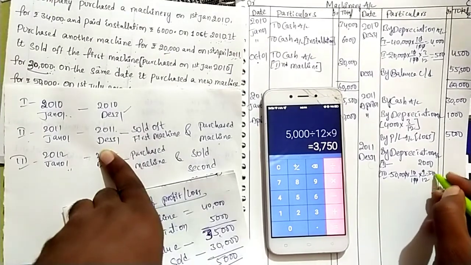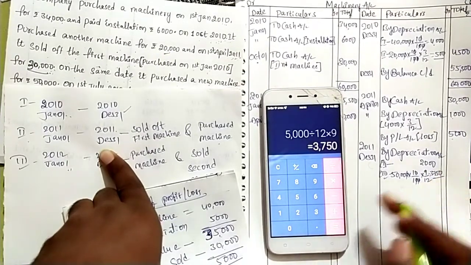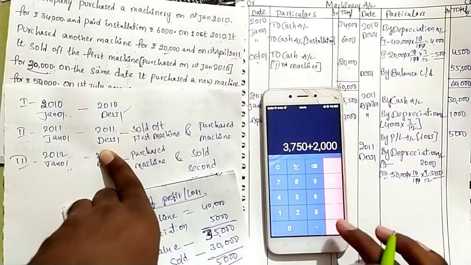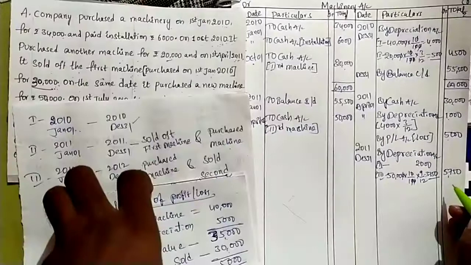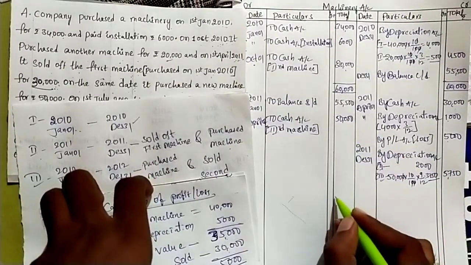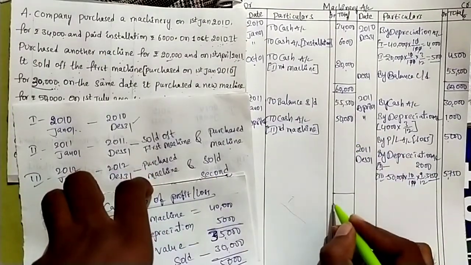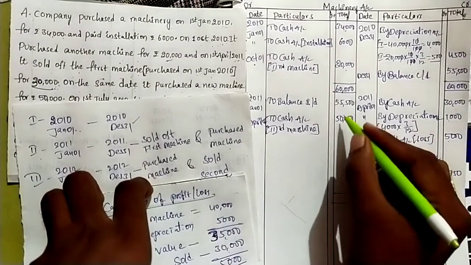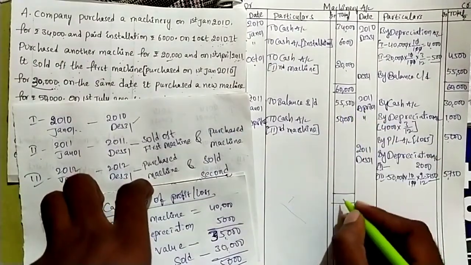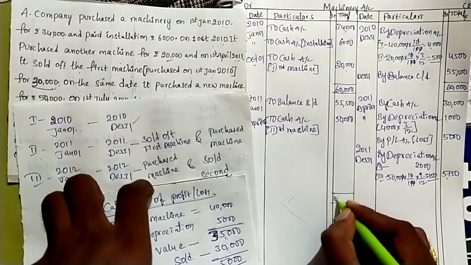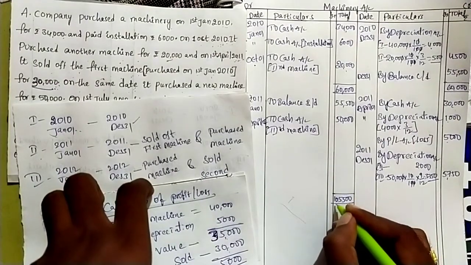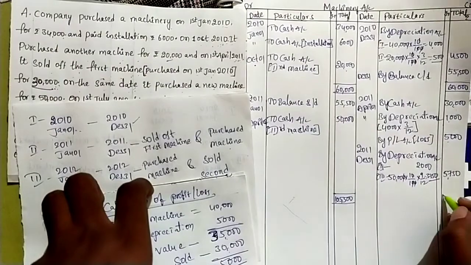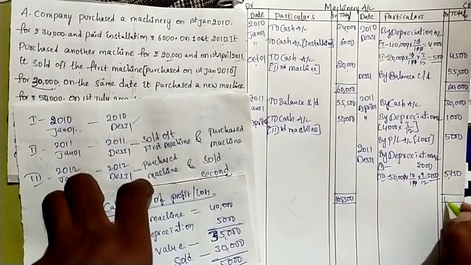That is 3,750. 3,750 plus 2,000 is 5,750 rupees depreciation. Next, obviously the debit side is greater. See this, 50 plus 55,500 is 1,05,500. Okay, 1,05,500. So this is the total for both sides.